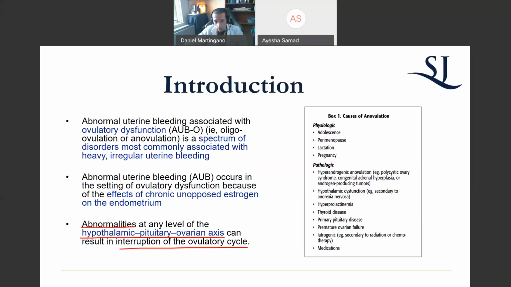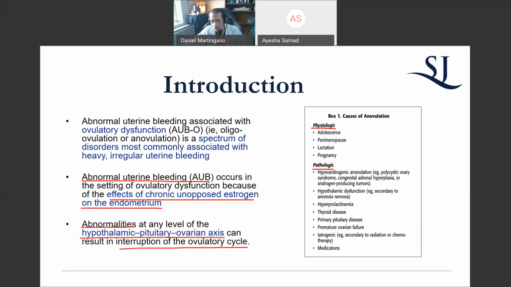The abnormal uterine bleeding occurs, as I mentioned, because of unopposed estrogen on the endometrium, and chronic unopposed estrogen, okay? So reasons why you may have ovulatory dysfunction are both physiologic and pathologic. To have structural abnormalities of the uterus is never physiologic, right? If you have a structural abnormality, that's a problem.